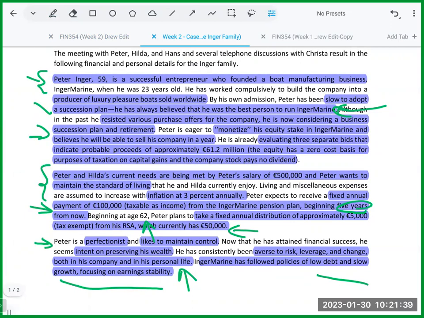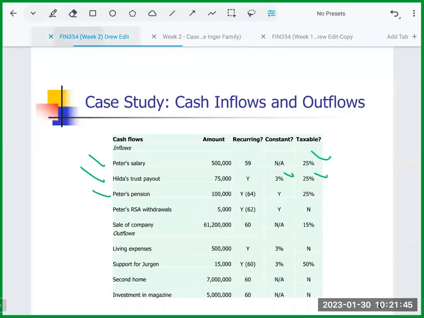Beginning 5 years from now. Let me just quickly highlight this. So the pension plan will begin 5 years from now. All right, so we will have this pension plan amount at 64, so it's 59 plus 5, right? So at age 64, it will be a constant, and of course, it's still taxable, right? We mentioned everything is taxable. Okay.